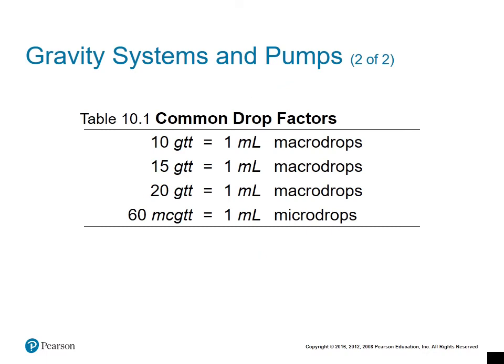Okay, so common drop factors are going to be 10 drops per milliliter, 15 drops per milliliter, 20, and then 60 microdrops per milliliter. And that last drop factor there, 60 microdrops, is the universal drop factor in microdrops.